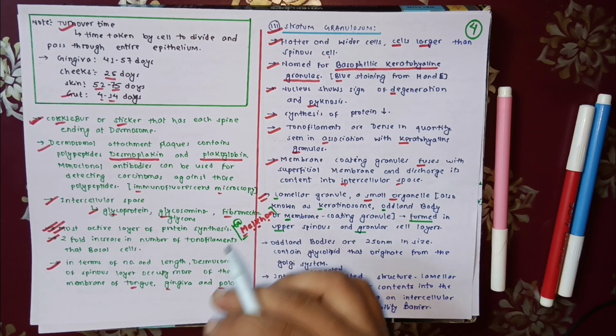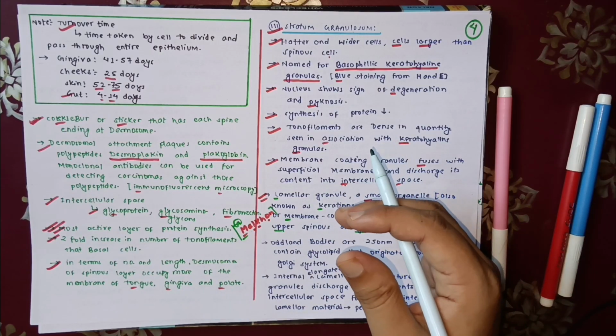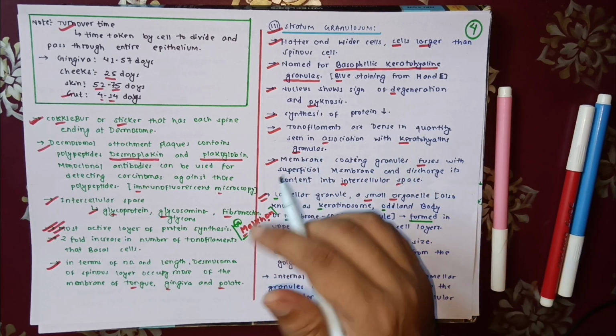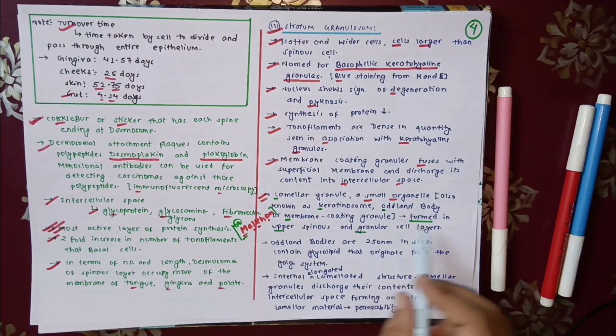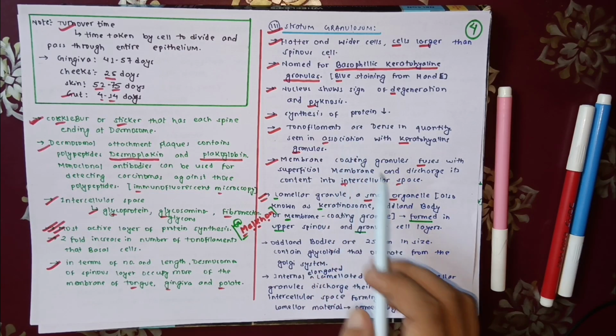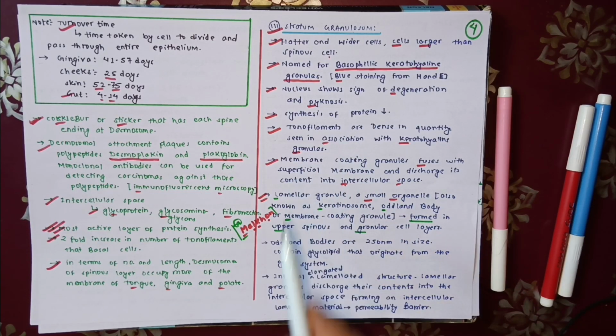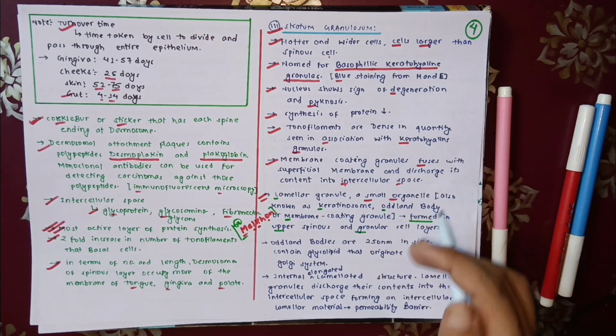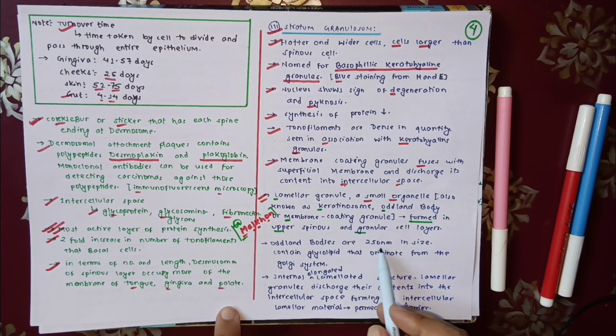This is mostly present in the upper spinous layer. It is also present in the spinous layer, but in the upper portion, and in the granular cell layer it is mostly present. So we discuss these Odland bodies in this stratum granulosum. Odland bodies are 250 nanometers in size and contain glycolipid. This is a major constituent of these bodies, and they originate from the Golgi system.